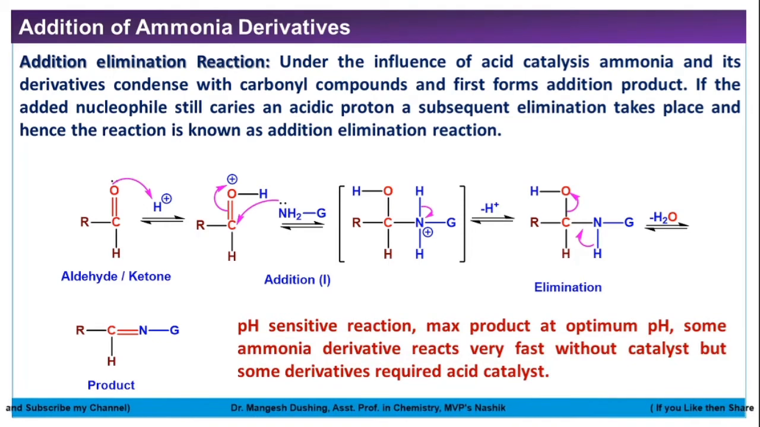These reactions are very sensitive towards the pH, so maximum products will be obtained at optimum pH. Some of the ammonia derivatives like hydroxylamine react very fast without a catalyst, but some derivatives of ammonia like carbazine, semicarbazine, and phenylhydrazine require an acid catalyst for this reaction to proceed. Now you see some examples of these reactions.